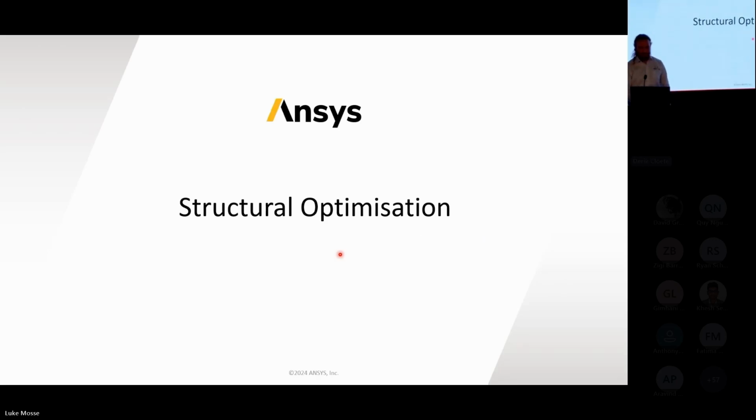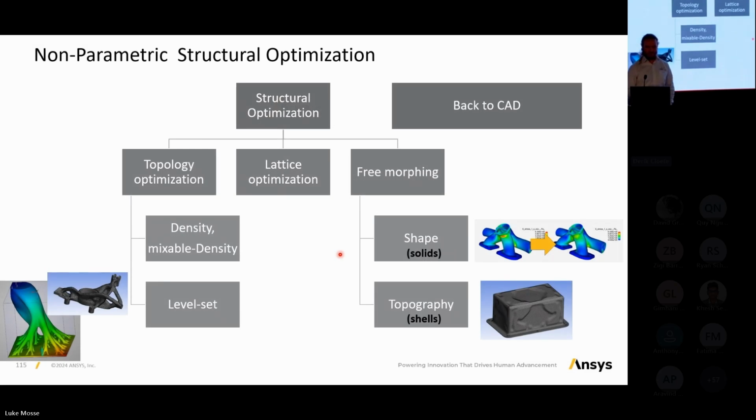Structural optimization. There's always lots of stuff happening here. Structural optimization is really the overall tag that's applied to all these optimization methods. It used to be just called topology optimization, and then they introduced all of these extra capabilities. So now it's just structural optimization, and then there's all this other stuff that happens below. So we have this new mixable density algorithm, some enhancements to the level set algorithm in the topology optimization, some changes in the free morphing, which I'll show you.